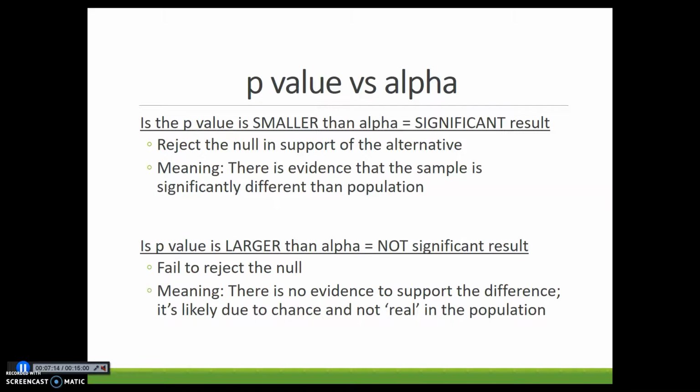But if our p-value is larger than alpha, this is not a significant result. So we failed to reject the null. We don't accept the null, we just fail to reject it because we're never confident of anything fully. And what that means is that there's no evidence to support that there is a difference. It's likely that the mean differences, those values that we found for your sample mean and your population mean, are just due to chance, and it's not a real difference within the whole population.